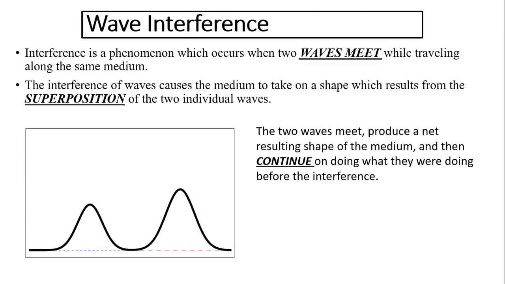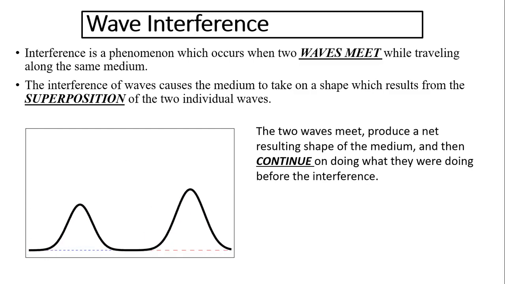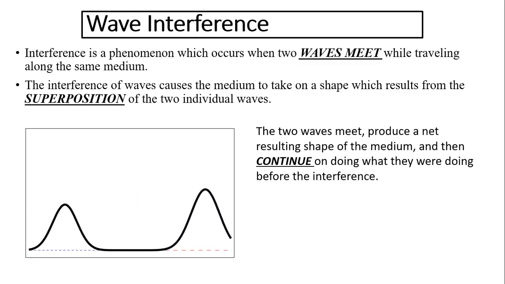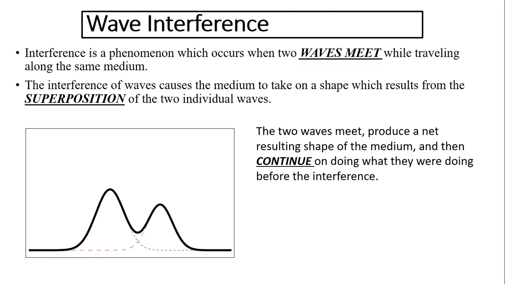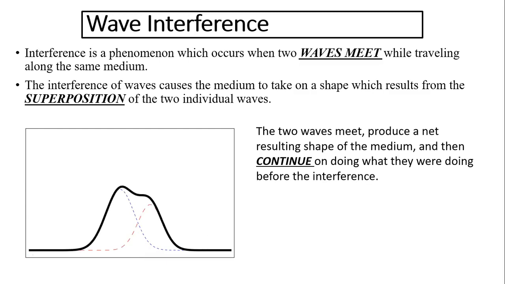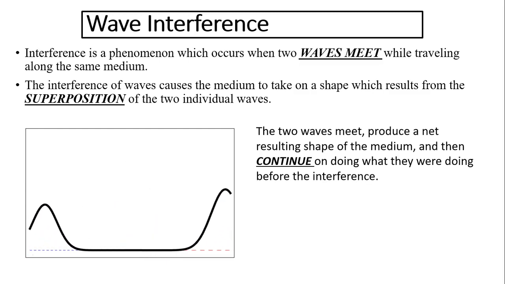Wave interference is a phenomenon which occurs when two waves meet while traveling along the same medium. The interference of waves causes the medium to take on a shape, which results from a superposition of two individual waves. Superposition means addition. Take a look at these two animations. These are two pulses traveling toward each other. When they meet, you'll have a new shape in the medium.